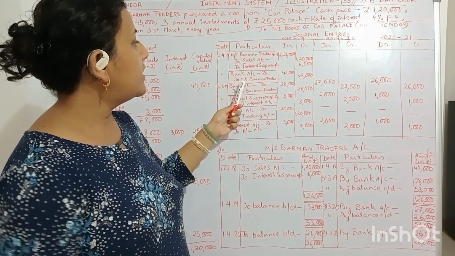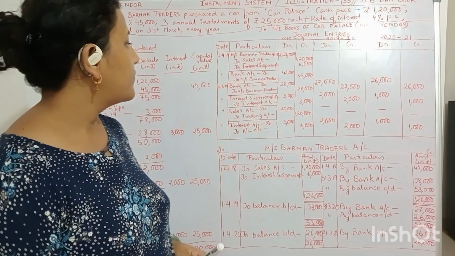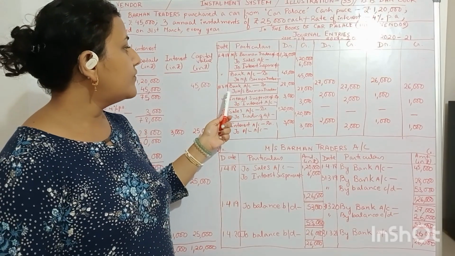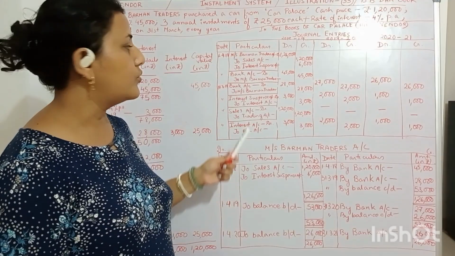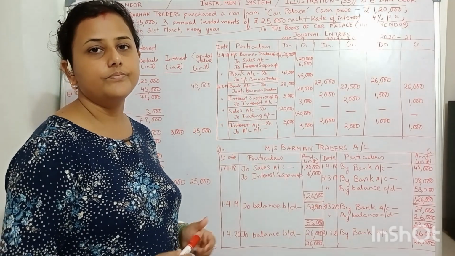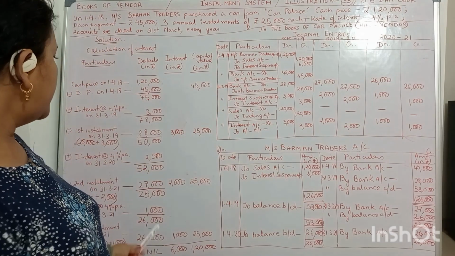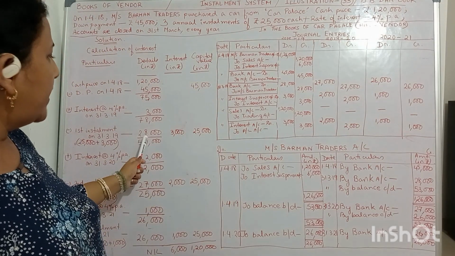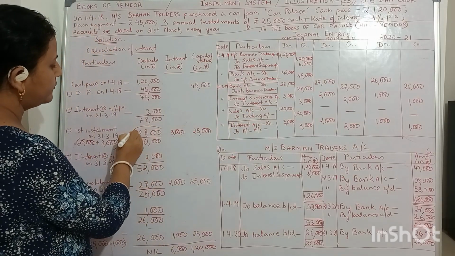Then on the same date, for the receipt of down payment, this entry will be passed. Then at the end of the first year, for receipt of installment value, bank account is debited to Messrs Burman Traders. What is the amount of the first installment? It is 28,000.